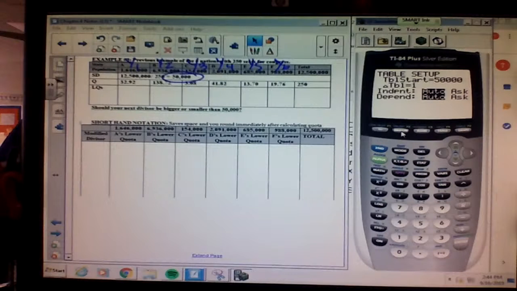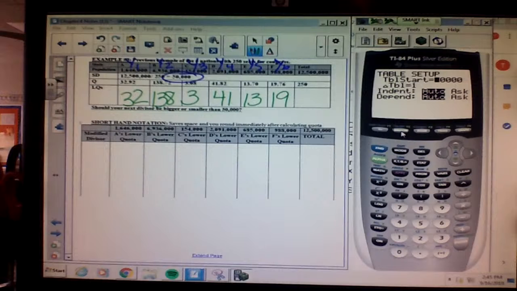Okay. So second window, you change what it divides by, put in your 50,000, and go to second graph. Okay. So let's look at these standard quotas. 32.92 lower quota would take me to 32, 138, 3, 41, 13, 19. What's that going to total me out at?